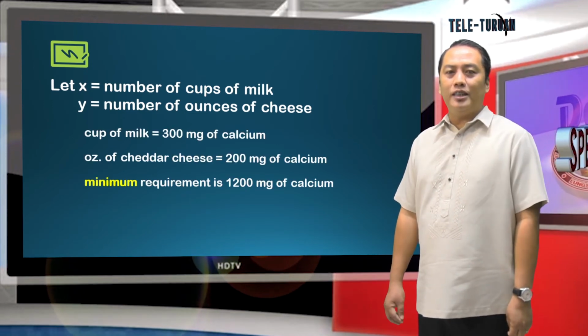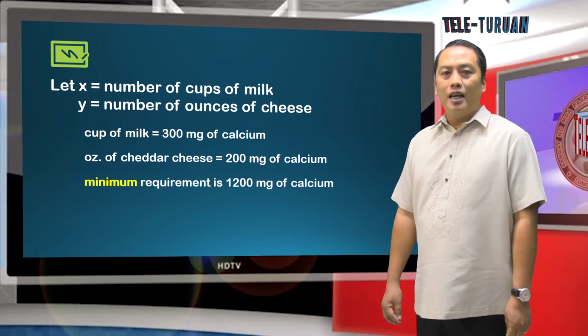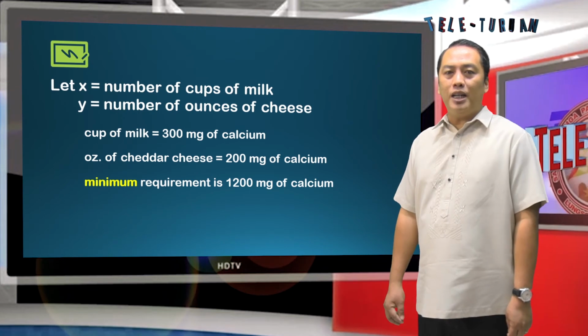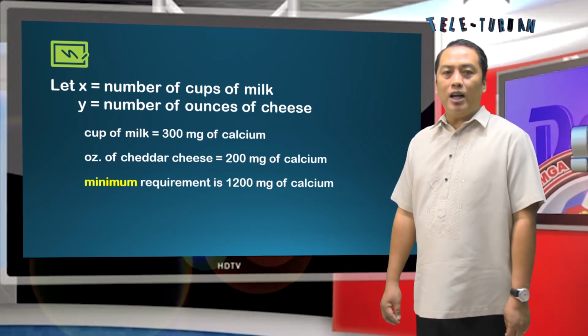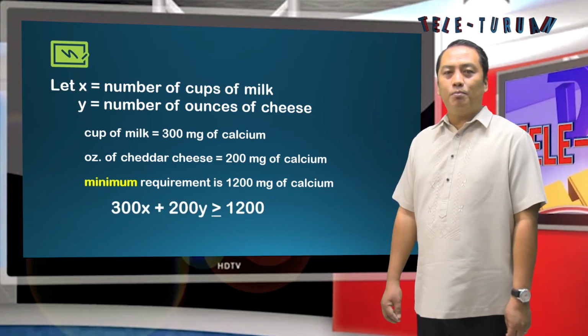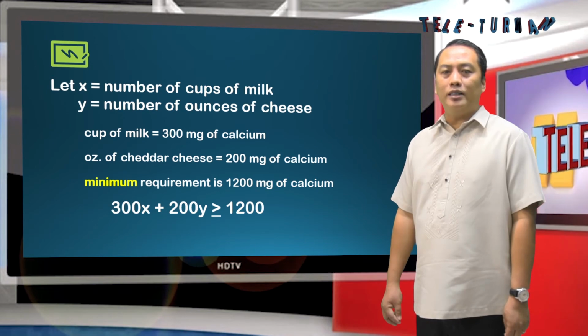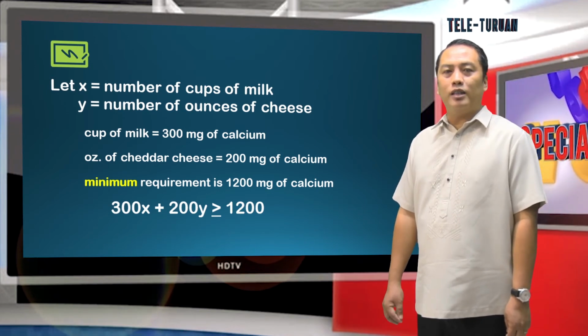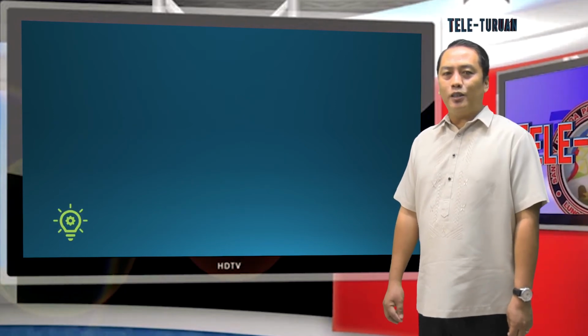A cup of milk is equal to 300 milligrams of calcium. So that is 300x. And an ounce of cheese is 200 milligrams of calcium. So that translates to 200y. The inequality is 300x plus 200y is greater than or equal to 1,200 since we need at least 1,200 milligrams of calcium a day. Let us solve.